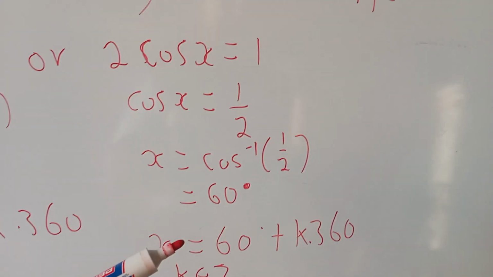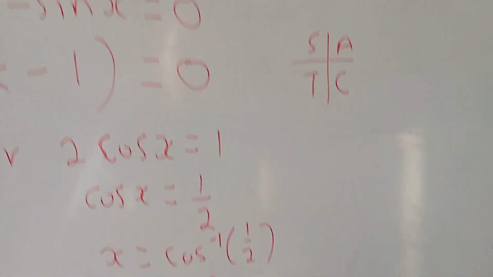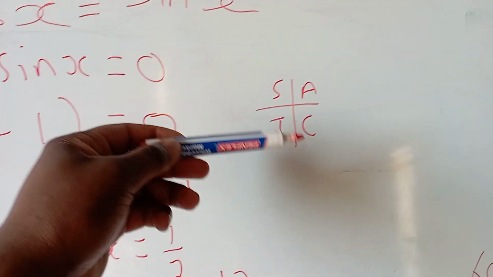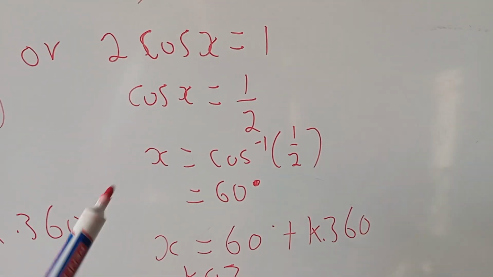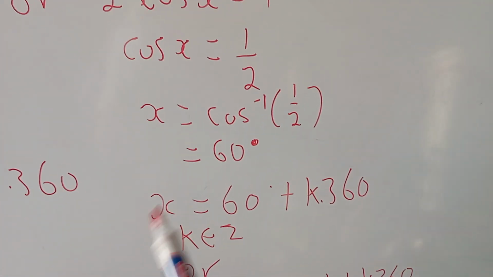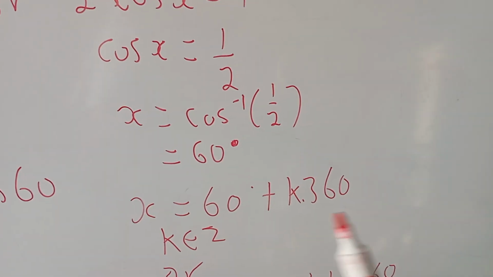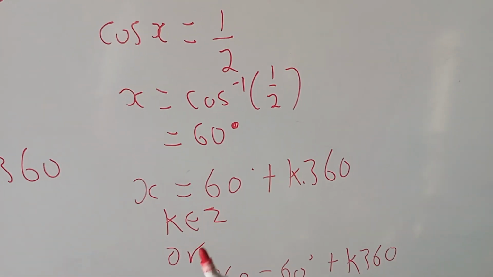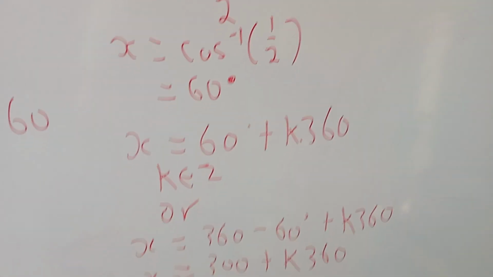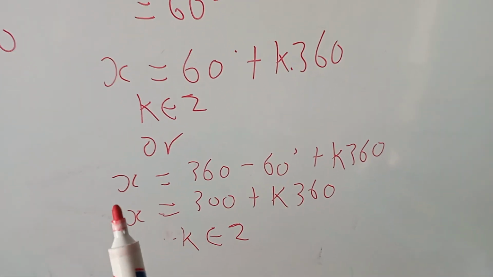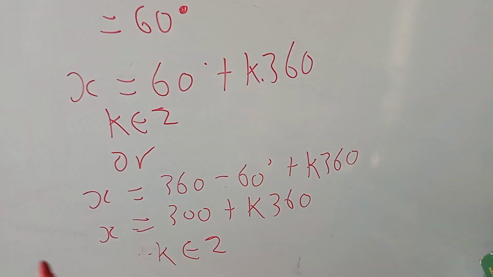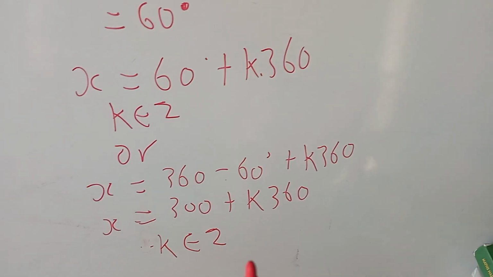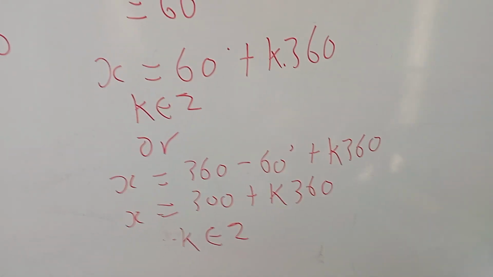Then the part of cos, then we checked where is cos positive. Cos is positive in the first and fourth quadrant, right? So in the first quadrant, then x is equals to 60 degrees plus k 360. K is an element of z. And then or in the fourth quadrant, x is equals to 360 minus 60 plus k 360. X is equals to 300 plus k 360. K is an element of integers.